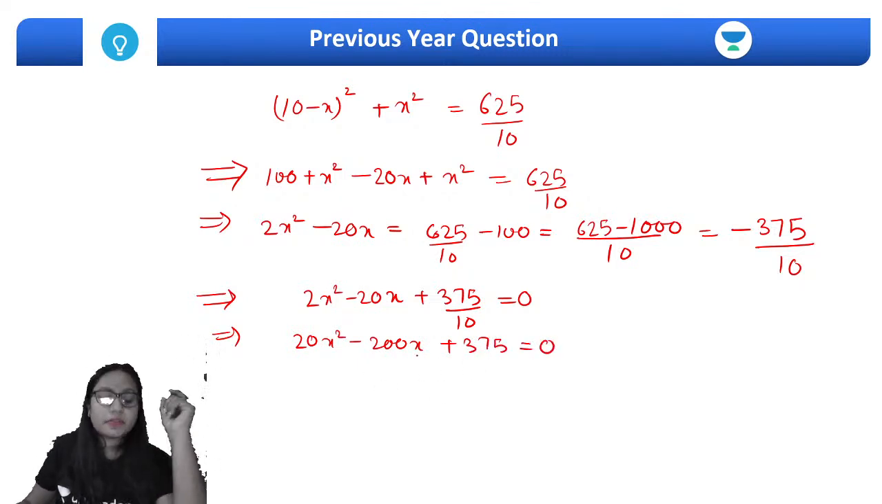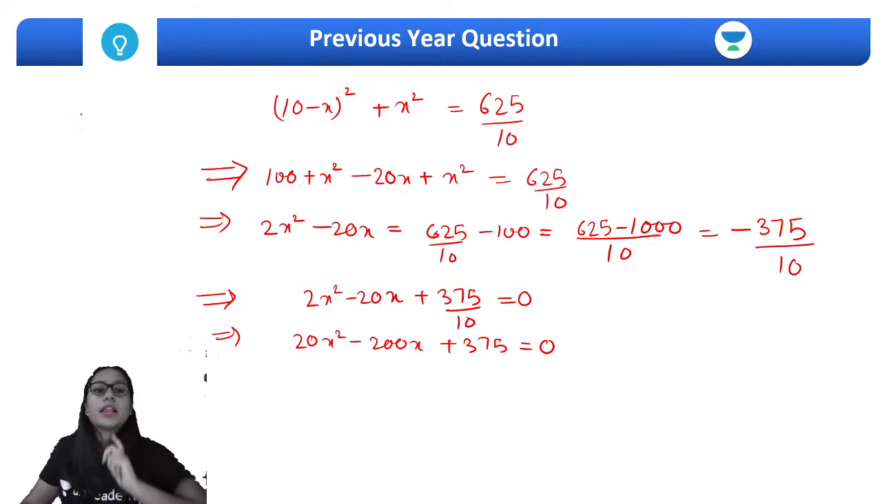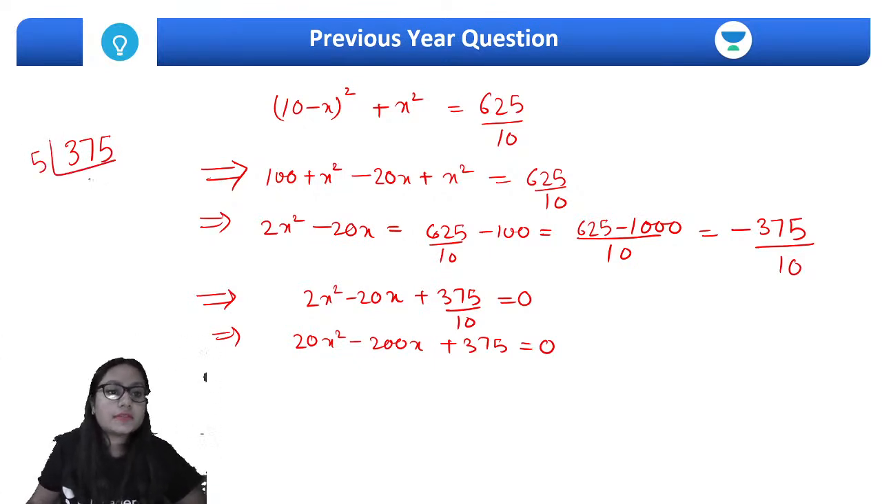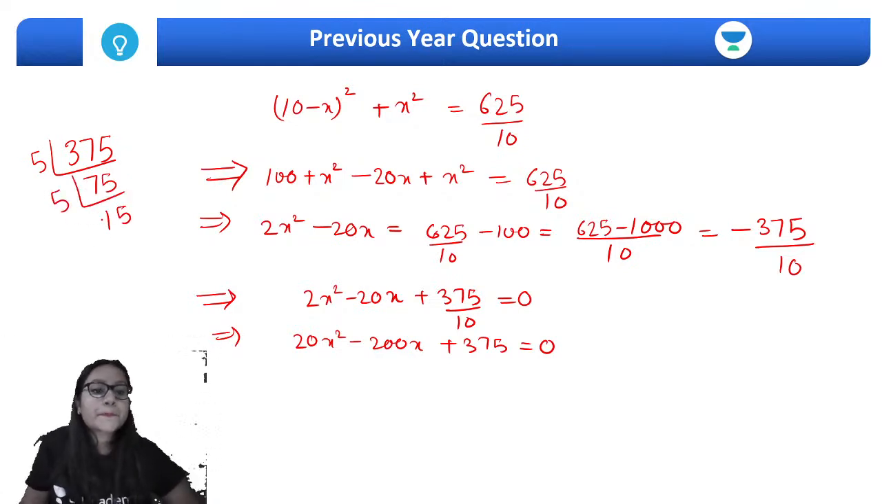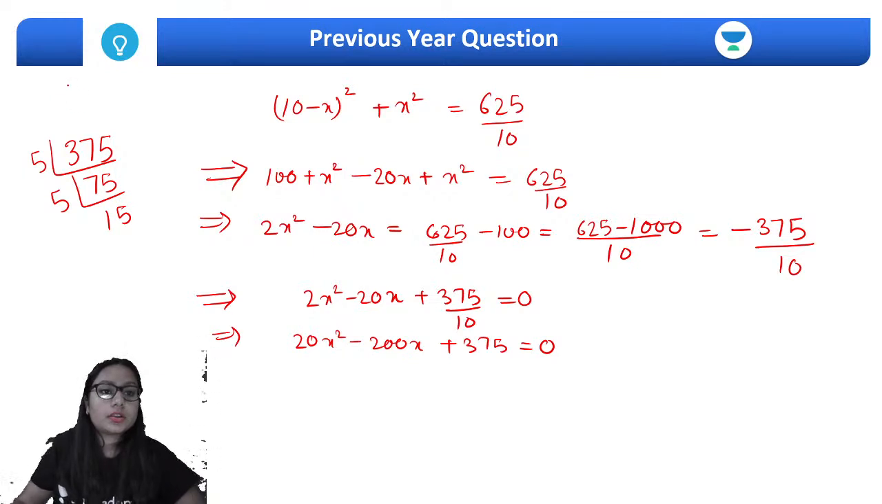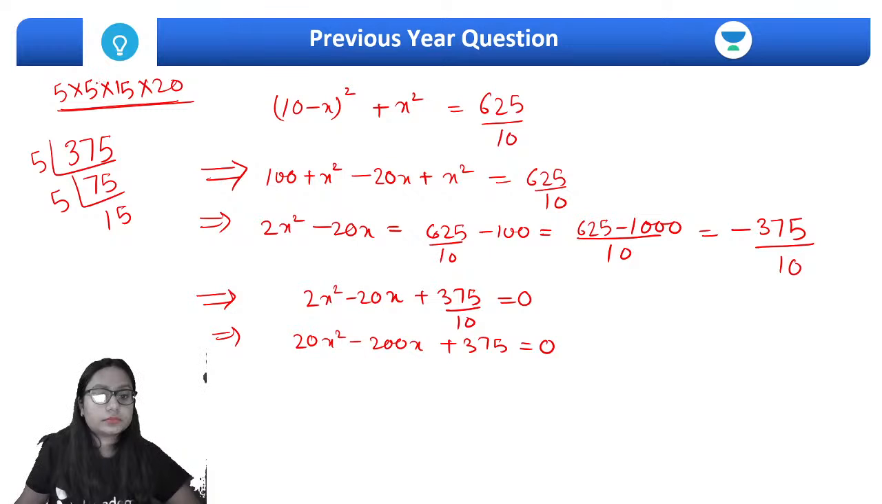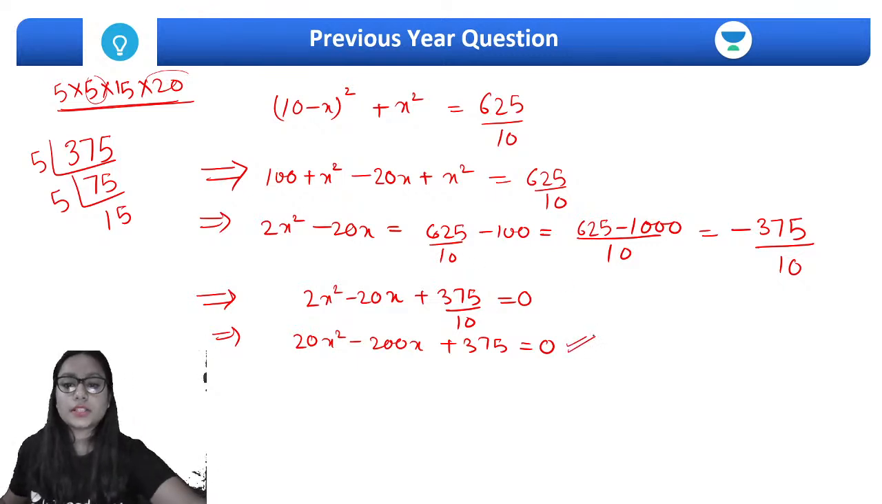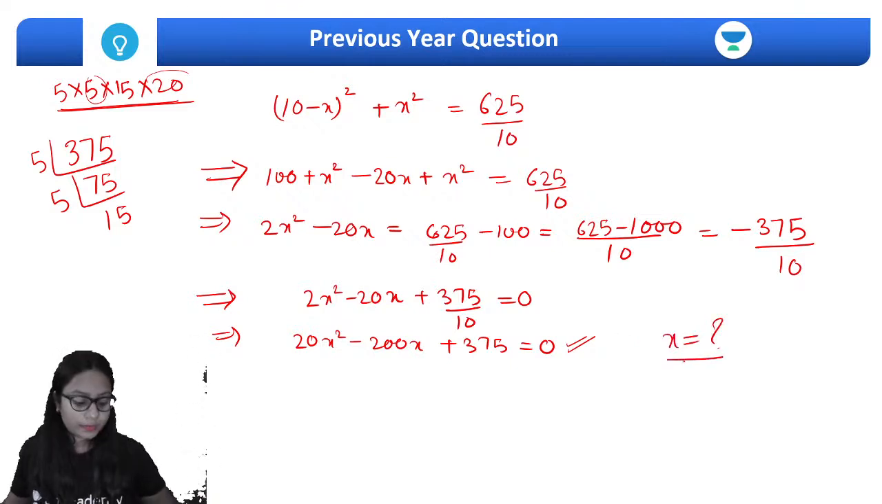Okay, so now we can simplify this equation and get the value of x. Let us simplify this equation further. Let us factorize 375. I will get 5 into 75, then 5 into 15. So this will be 5 into 5 into 15 into 20. Please try to solve this equation and tell me what would be the value of x. Okay, please try to solve this.